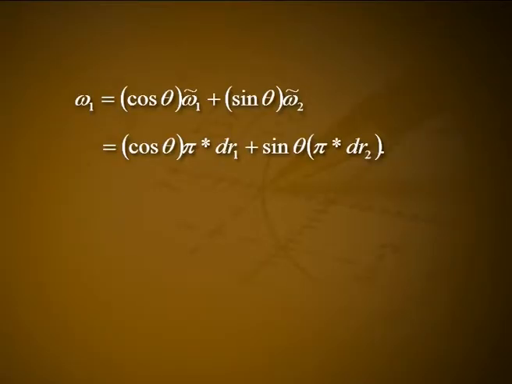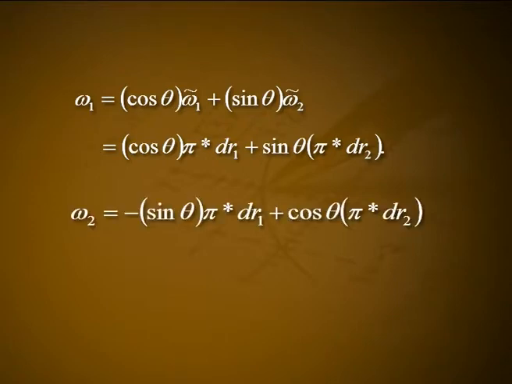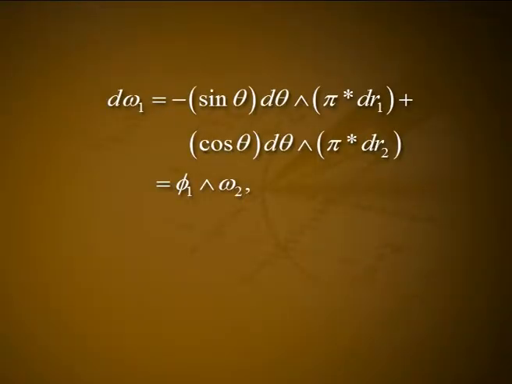Thus, omega 1 is equal to cos theta omega 1 tilde plus sin theta omega 2 tilde, which is equal to cos theta pi star dr1 plus sin theta pi star dr2. Similarly, omega 2 is equal to minus sin theta pi star dr1 plus cos theta pi star dr2. Since phi 1 is equal to d theta, the first structural equations become d omega 1 is equal to minus sin theta d theta wedge pi star dr1 plus cos theta d theta wedge pi star dr2, which is equal to phi 1 wedge omega 2. And similarly, d omega 2 is equal to minus phi 1 wedge omega 1. Thus, structural equations are in the simplified form, and by uniqueness, the special connection on S R2 is the Riemannian connection.